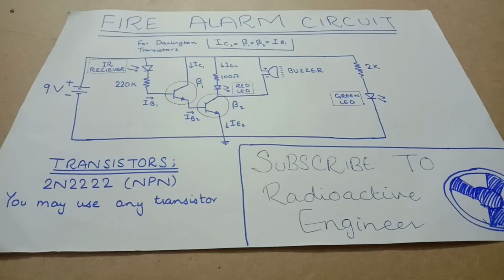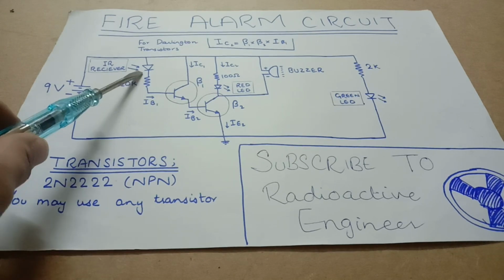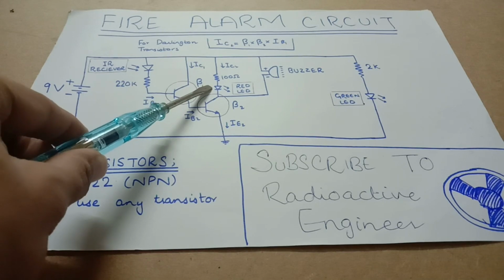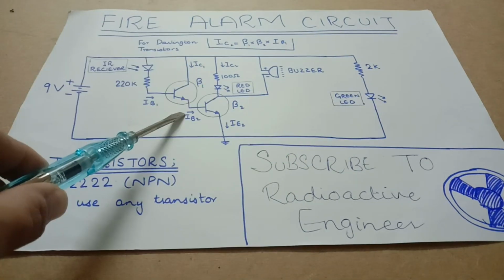So with this concept in mind, let's try to make it. So here's my final design. This design uses a Darlington transistor pair. I have used the most common 2N2222 NPN transistors, and you can use any NPN transistor of your choice. So first of all, here comes the power section. I have connected a 9V supply, an IR receiver, a red LED, a buzzer, a green LED, and two transistors.